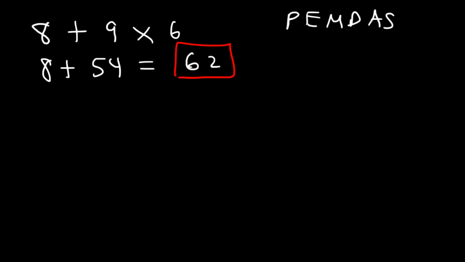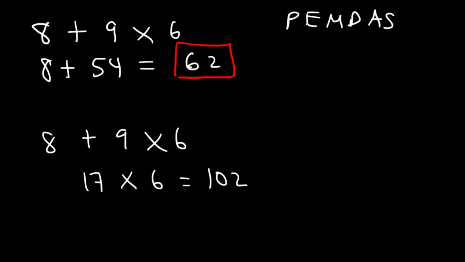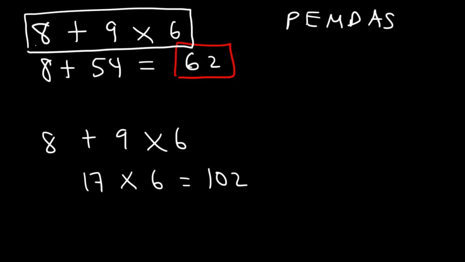Now, if you do it the other way, 8 plus 9 is 17. 17 times 6. 10 times 6 is 60. 7 times 6 is 42. 60 plus 42 is 102. These are not the same. But to know the right answer, type it exactly the way you see it in a scientific calculator. 8 plus 9 times 6 is 62. So multiplication has more priority than addition.